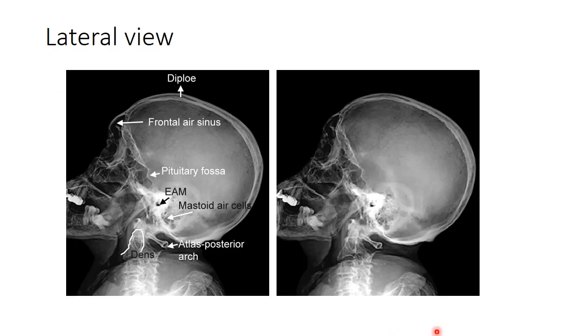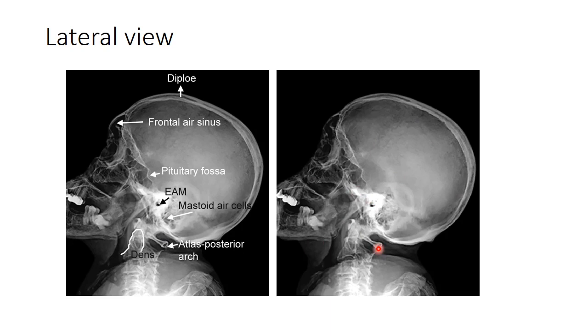Then we have this lateral view. In this view we can appreciate the two tables of the bone, and in between there is the diploe, and this is the frontal air sinus. We have the orbit right here, then the maxillary air sinus, then the pituitary fossa, and below the pituitary fossa there are the sphenoidal air sinuses.